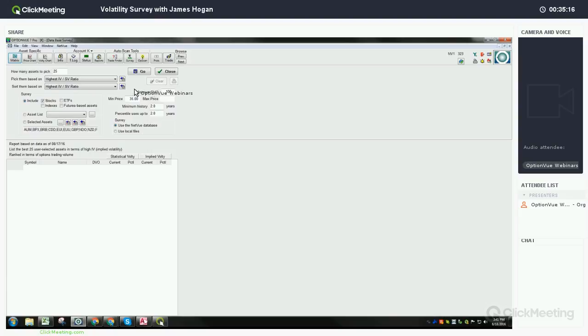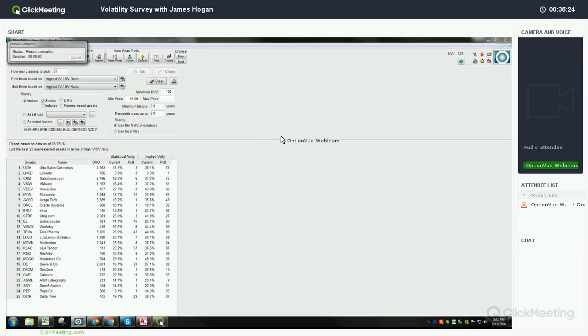Basically, we're going to be finding things here that maybe have an announcement coming up, whether it be earnings, a pharmaceutical company, or the announcement of a potential merger or buyout or something like that. You can see here that currently the statistical volatility for Ultra Salons is in the 3rd percentile, looking over a 2-year period. That means 97% of the time over the last 2 years, statistical volatility was higher than where it is today. And the implied volatility is in the 75th percentile.